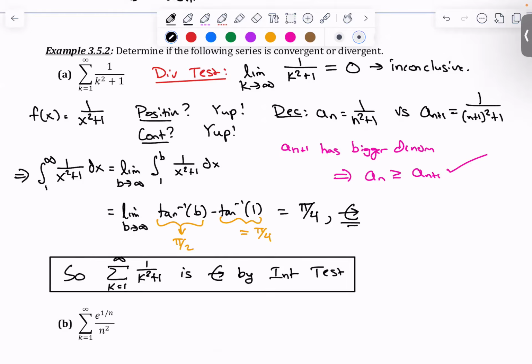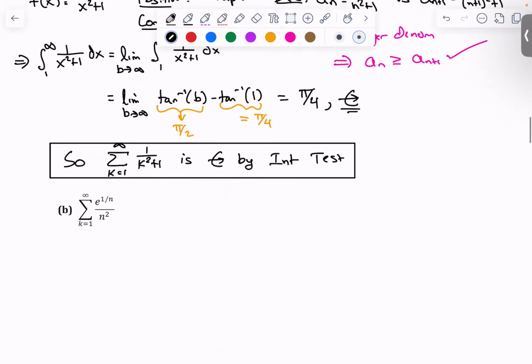All right. The next one I'm going to save for you guys, unless we have time at the end. This one will be convergent.